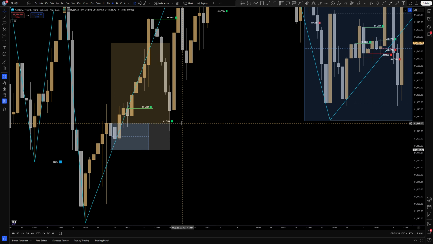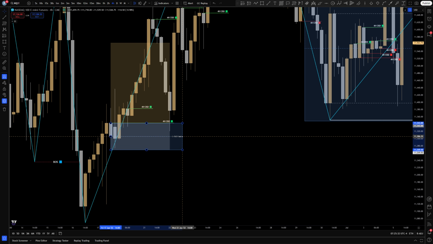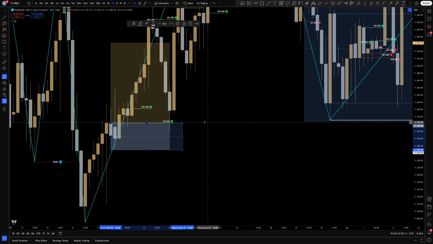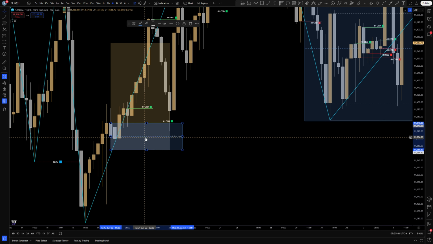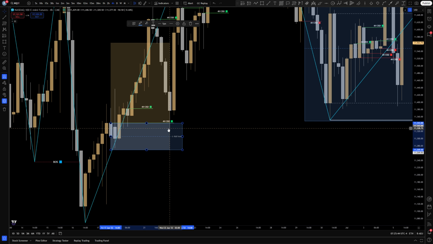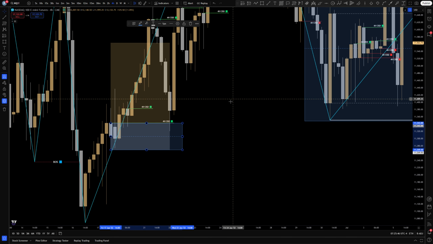Now, this one actually got revisited over here, still provided support. And what do you notice? These lows got swept inside here. These lows got broken below, taken out the liquidity and then continuing up.